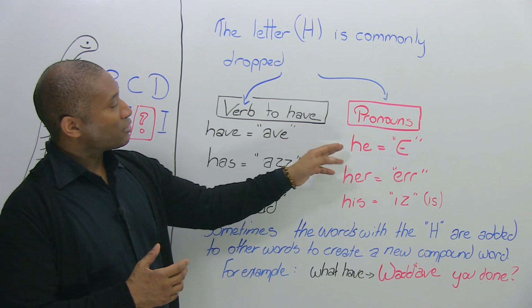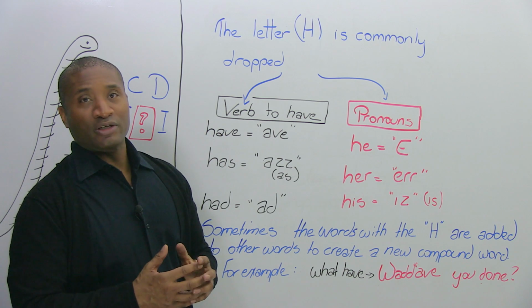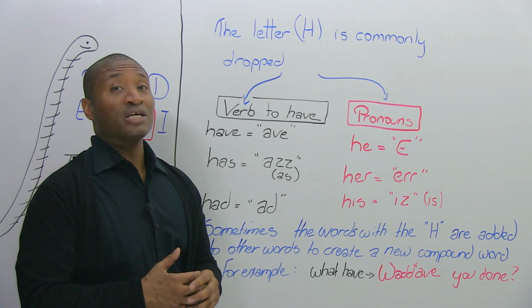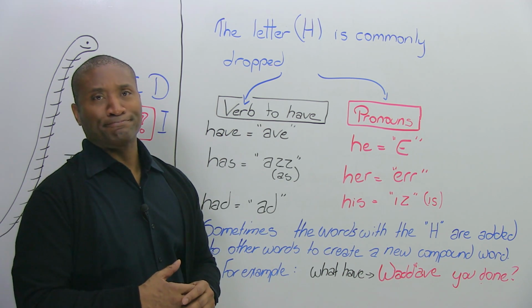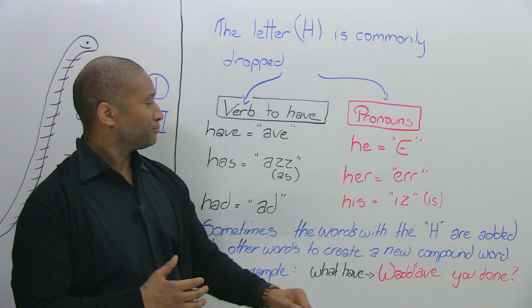On the pronouns, you'll see we have he becomes 'e, right? "He's a really good guy." And I'm not talking about Mr. E. "He's a really good guy," instead of "he is a really good guy," okay? "I don't know her very well." It's not "her." "I don't know 'er very well."